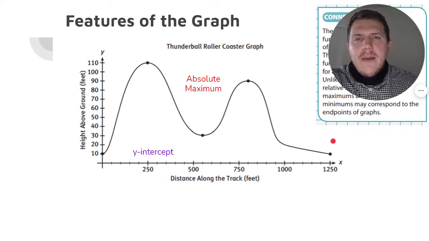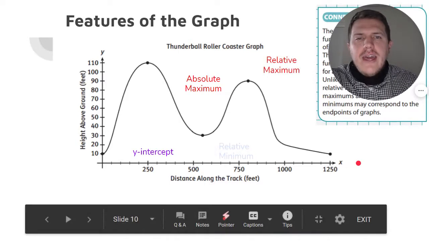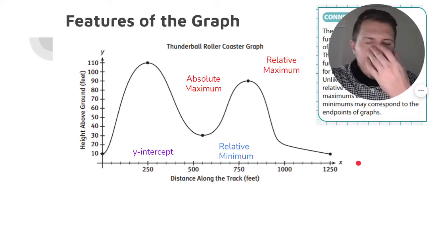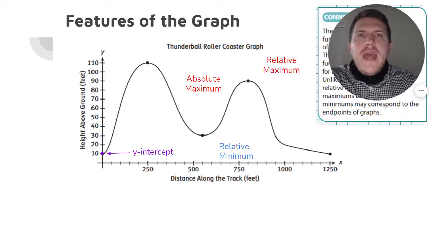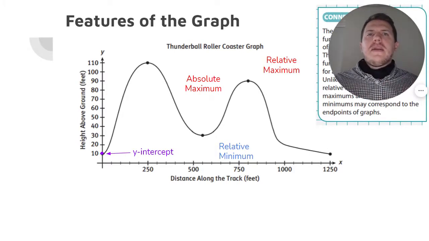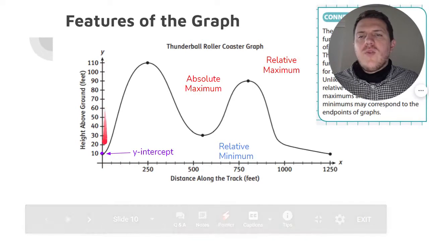Then we're going to look at absolute maximums, relative maximums, and then your relative minimums, as well as your absolute minimum, which is at the end of the graph here. First thing is this y-intercept, this point right here. What that y-intercept tells me is that this is where the function intersects with the y-axis, this vertical axis right here. That's the point that intersects with the y-axis.